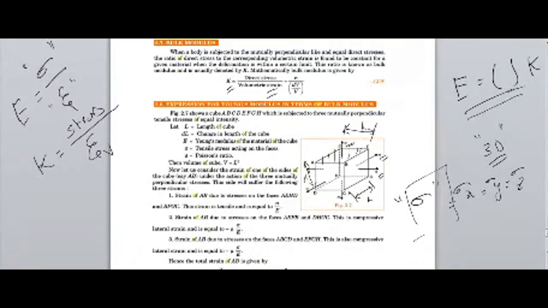Or we can dip this type of body in a hydrostatic medium, that means in a liquid. Therefore, equal pressure is applied on all the six faces. Therefore, the stresses involved inside the body will be equal in all the directions.